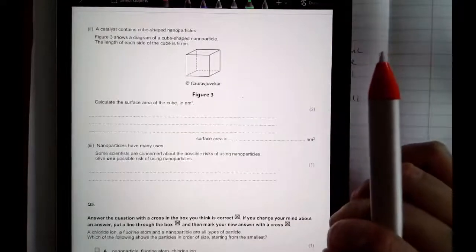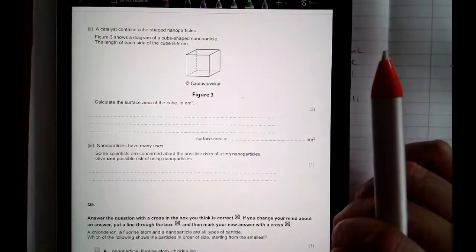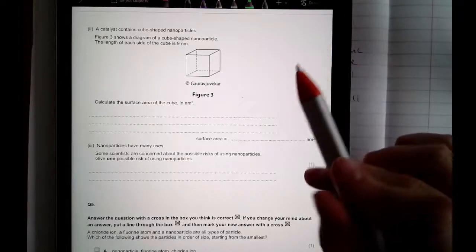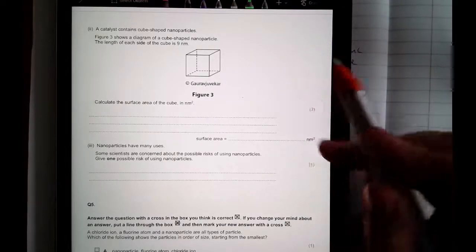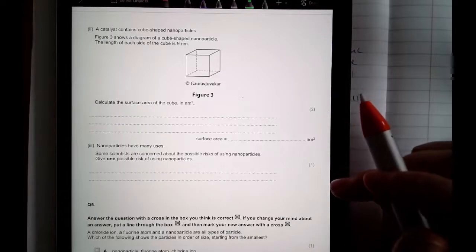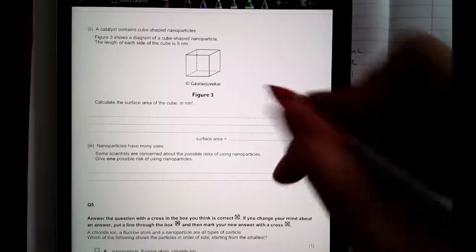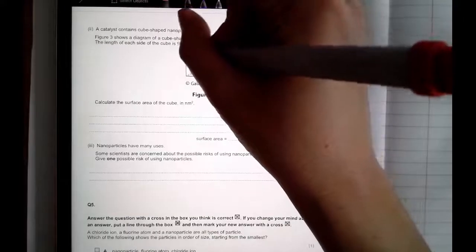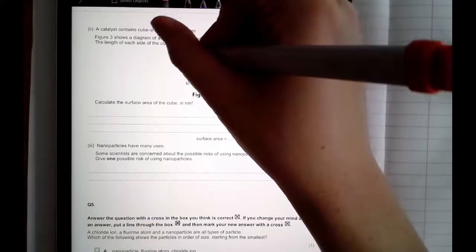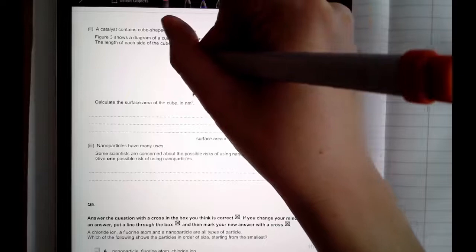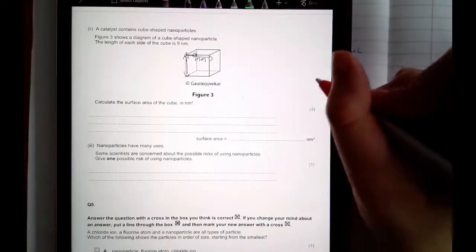A catalyst contains cube-shaped nanoparticles. Figure 3 shows a diagram. The length of each side is 9 nanometers. Calculate the surface area of the cube. So we don't specifically do this in chemistry, but it is basic math that you're expected to be able to do. You're told that the length of the side is 9 nanometers, which means going across is 9 nanometers, and going up and down is 9 nanometers.